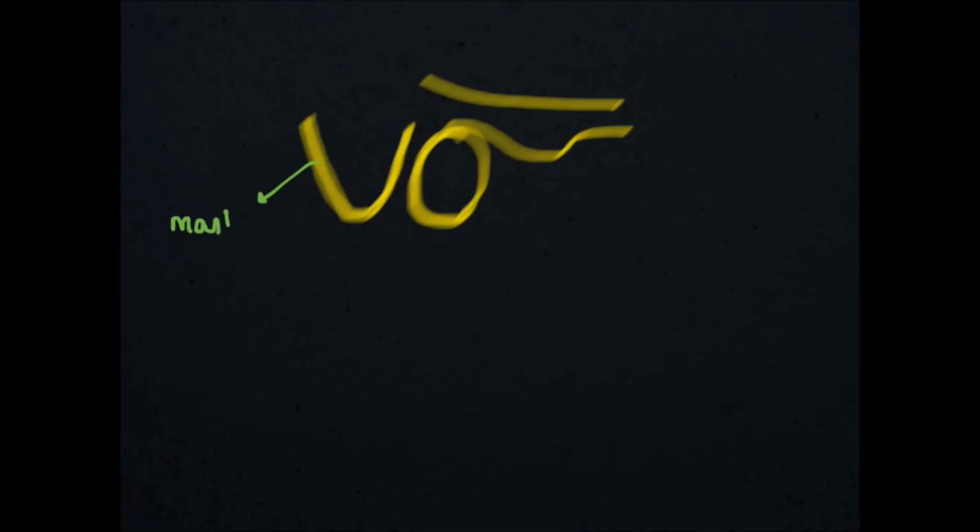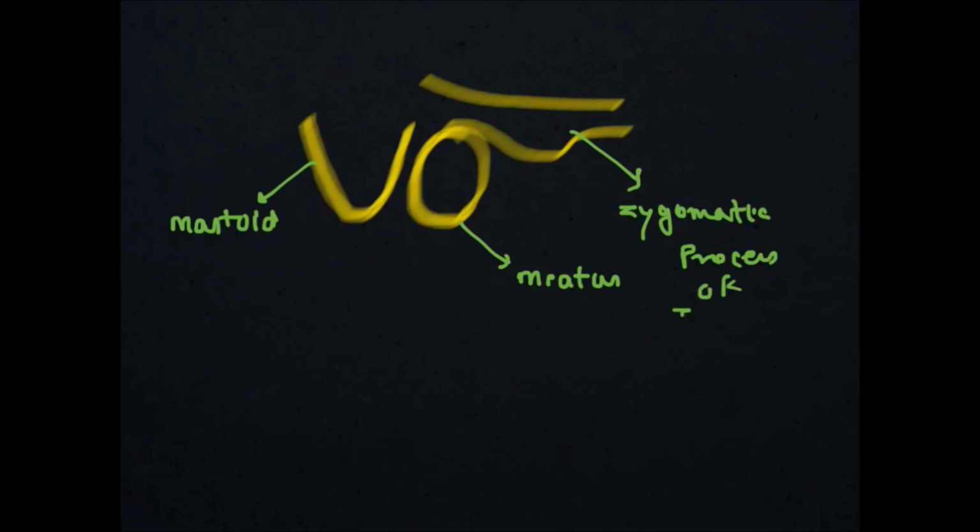So when we approach the mastoid antrum, we are able to see, let me give one second, I'll explain to you. So let me label this. This is mastoid. This is mastoid. This is meatus. Above you can see the zygomatic process of the temporal bone. So this is the part.